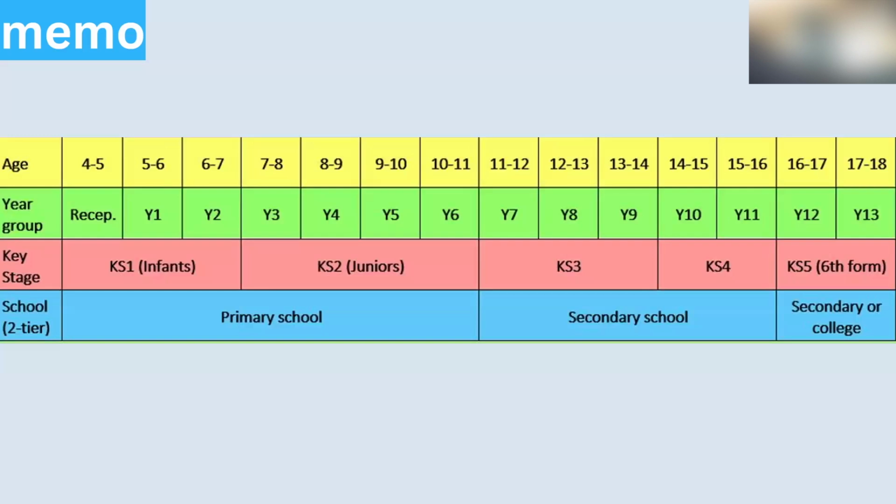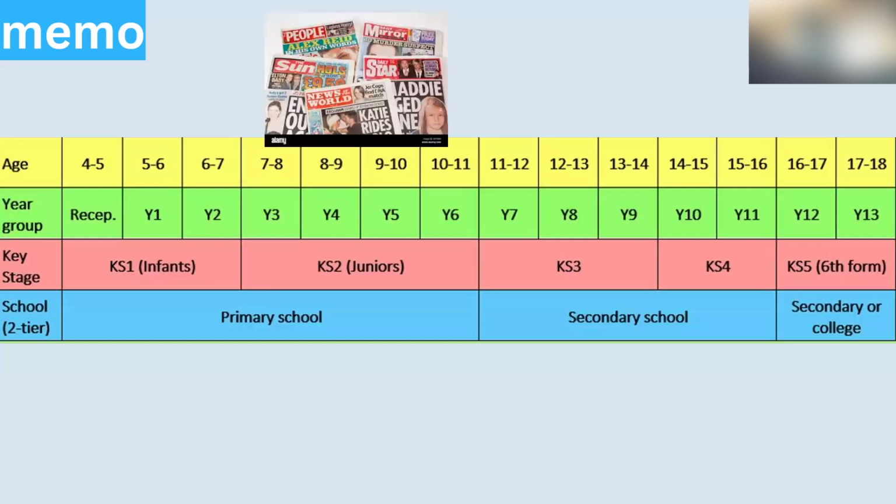tabloid, so the Sun, the People, the Mirror, the Daily Star, the News of the World, that's a bit out of date, isn't it? It doesn't exist anymore. But the average reading age of a tabloid newspaper is between 7 and 11. It's usually around 7 or 8. We have reading tools that we can use to measure the reading age, and you can just see it from those headlines: single words, simple sentences, short text broken up.